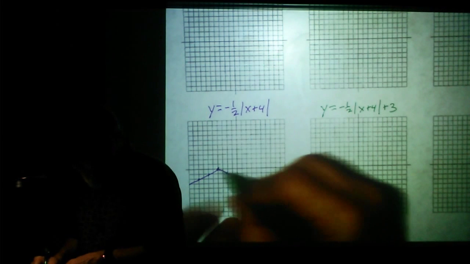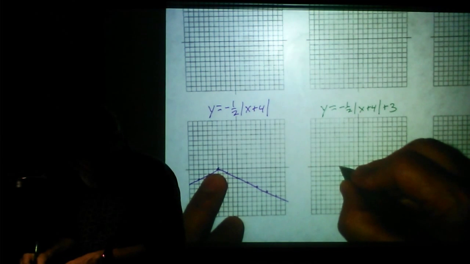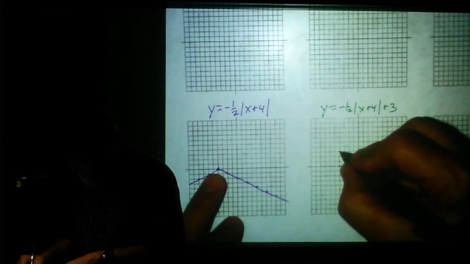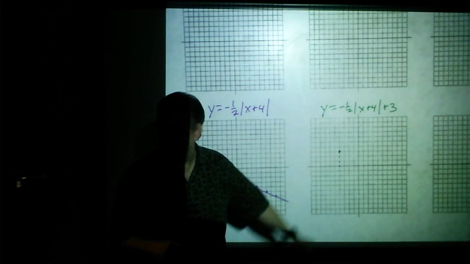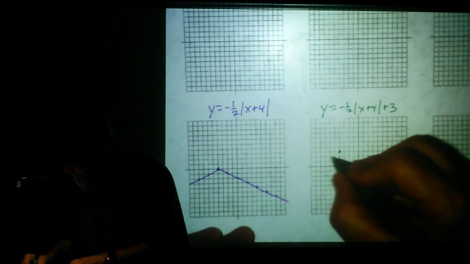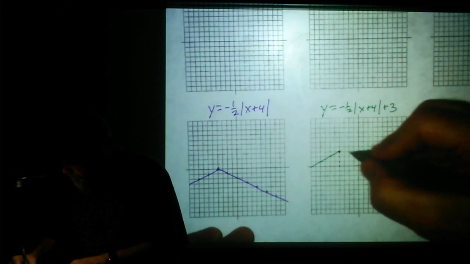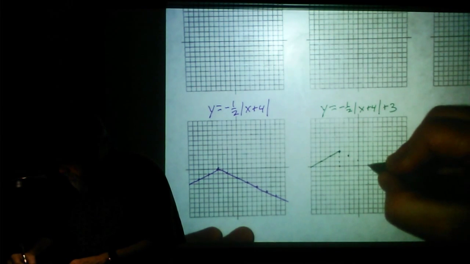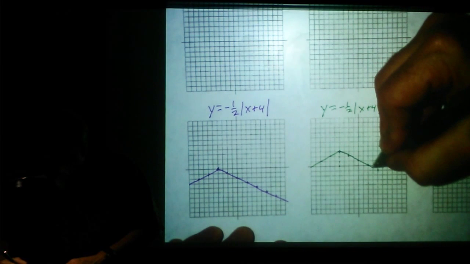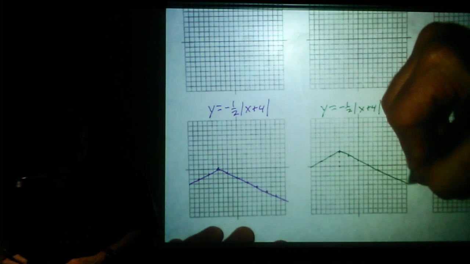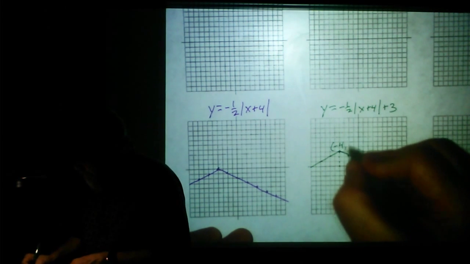The vertex of this original one was negative 4, 0, so now it's gonna be 1, 2, 3, 4, negative 4, and 1, 2, 3 up there. Okay, so that's our vertex, and then we'll go to the left, down 1 over 2, and down 1 over 2, so we get a graph that looks like this. And we have the vertex here that is negative 4 and 3.